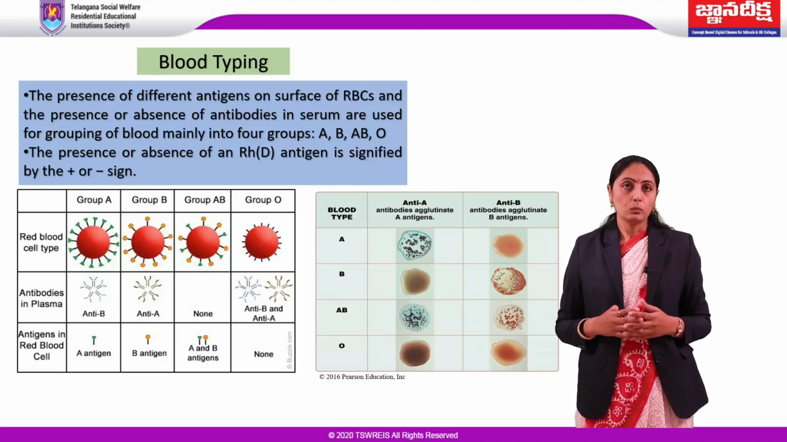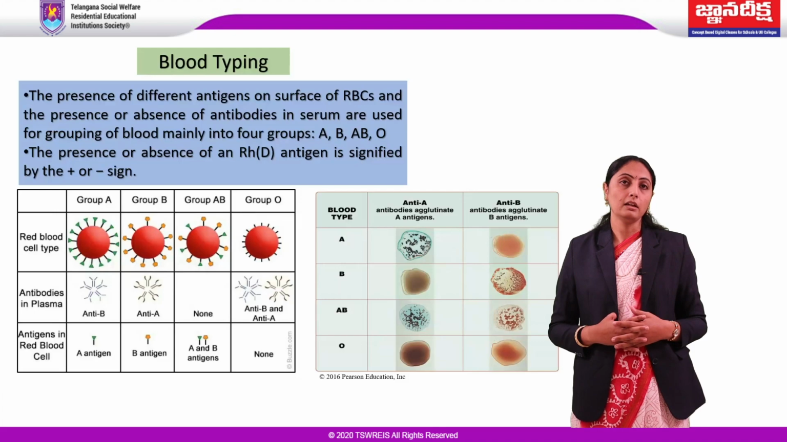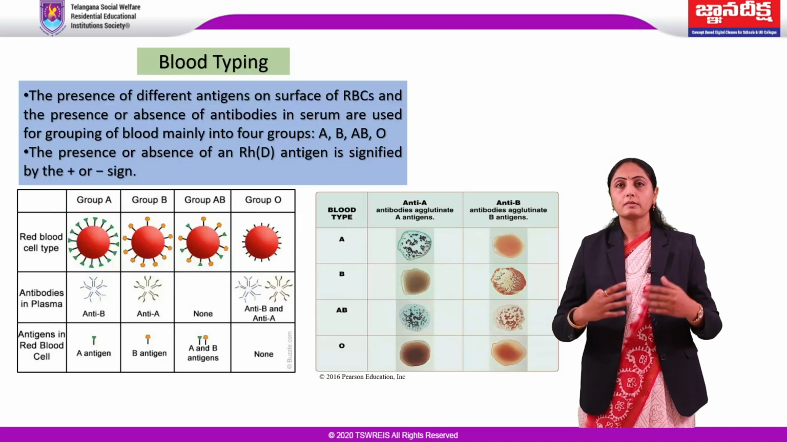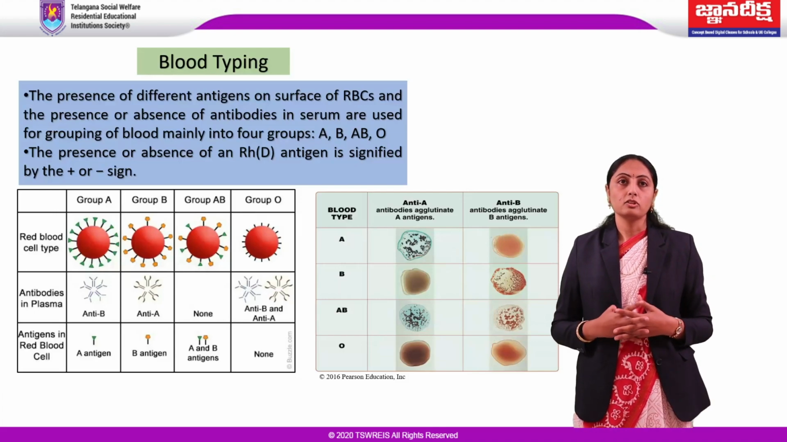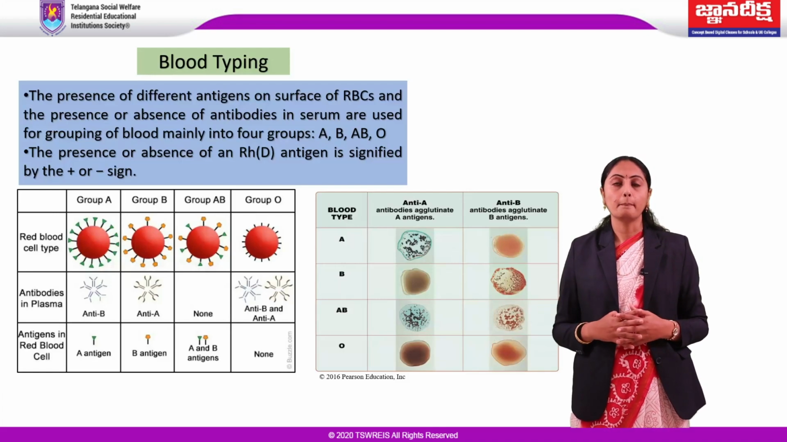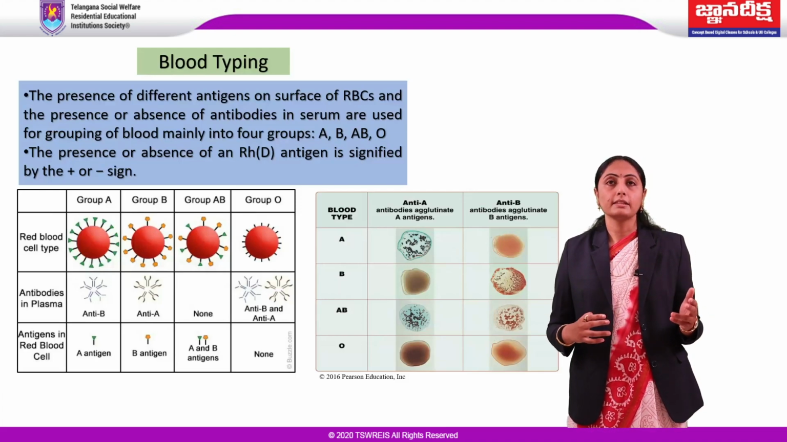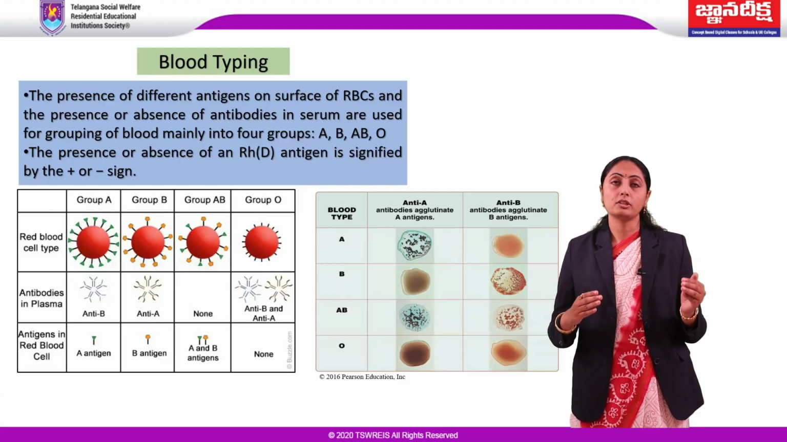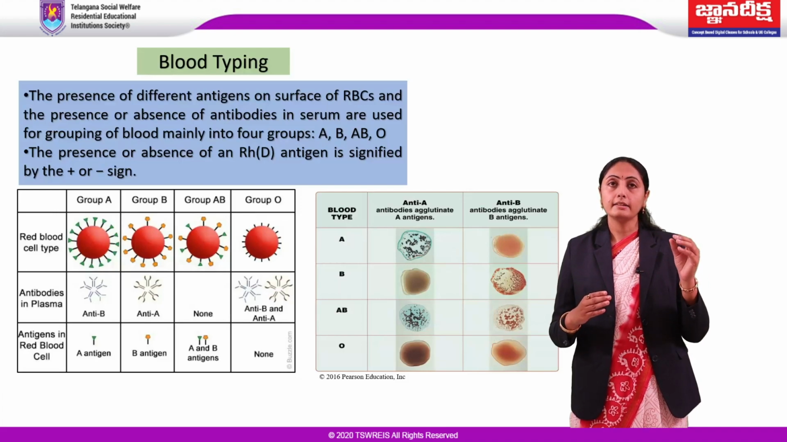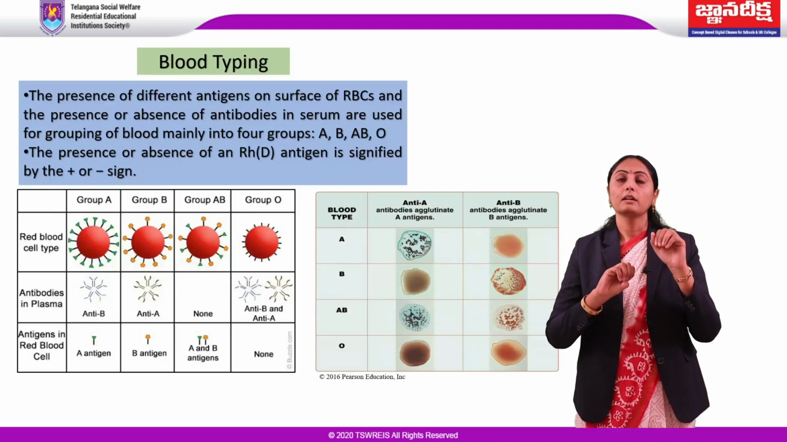In the table, we can see different antibodies present in plasma of different blood groups. The second image represents agglutination reactions of various blood groups. In the image on the right, we can see visible agglutination occur with antisera A and antisera D, indicating blood group as A positive.